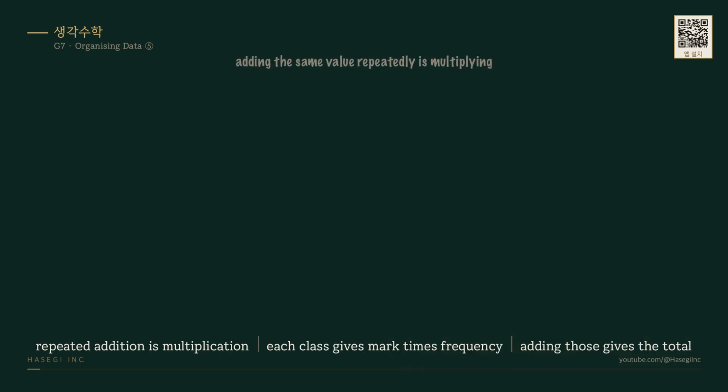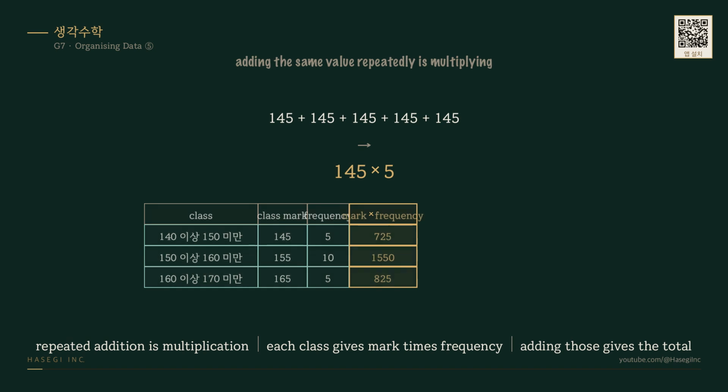Adding the same value again and again is multiplication. Instead of writing 145 5 times, write 145 times 5. So each class contributes its mark times its frequency, and adding those gives the total. That is where the top line of the formula comes from.